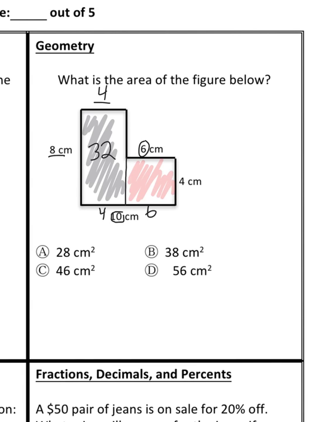Now the red rectangle is going to be a little bit easier because I have my 6, I have my 4. 6 times 4 is 24. That way if I add up my 32 for the gray rectangle with my 24 for the red rectangle, I will get 56 square centimeters, which is D. Alright, let's go to the third one.